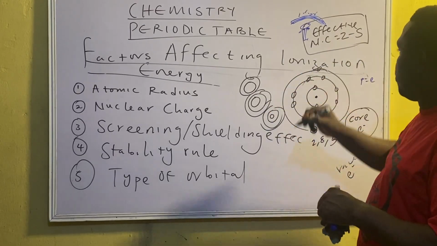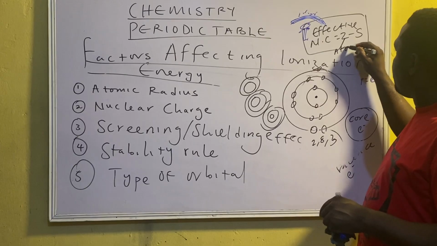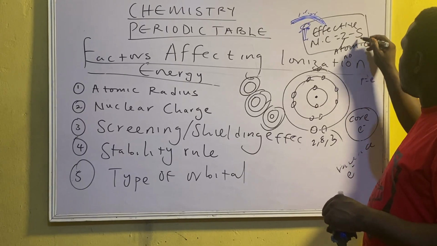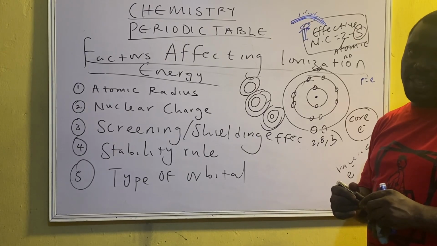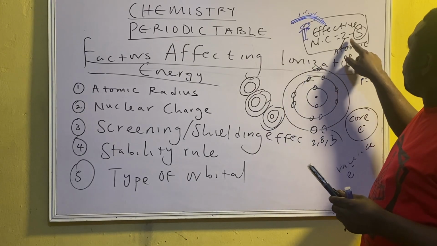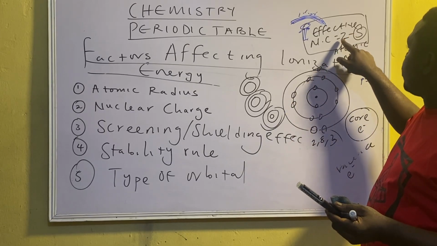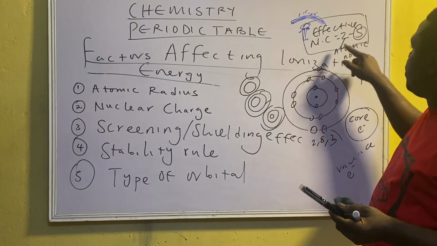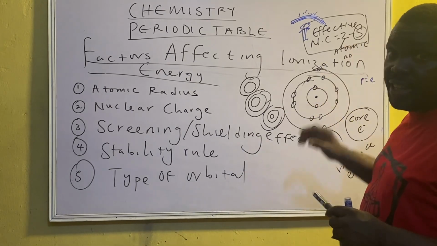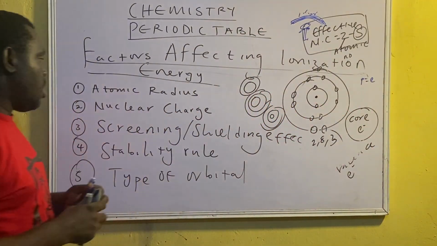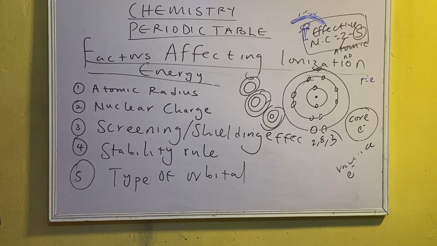You may need to write that down. Where Z is your atomic number and X is your screening or shielding effect. Whatever you get can be calculated, but that's not what we are doing. Your atomic number minus your screening effect becomes your effective nuclear charge. This is the formula, this is the relationship. So that's how screening effect is also a factor affecting ionization energy.